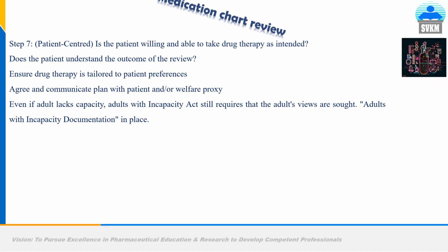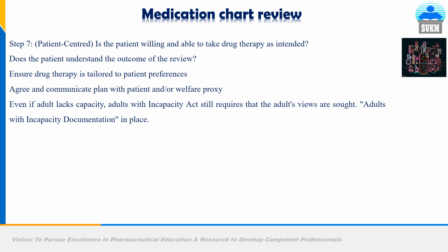The last step of a medication chart review is the patient-centric activity, where we are going to find out whether the patient is willing to take the drug therapy as intended or not. Does the patient understand the outcomes of the review of the therapy or not? Ensuring the drug therapy is tailored to the patient's preferences.